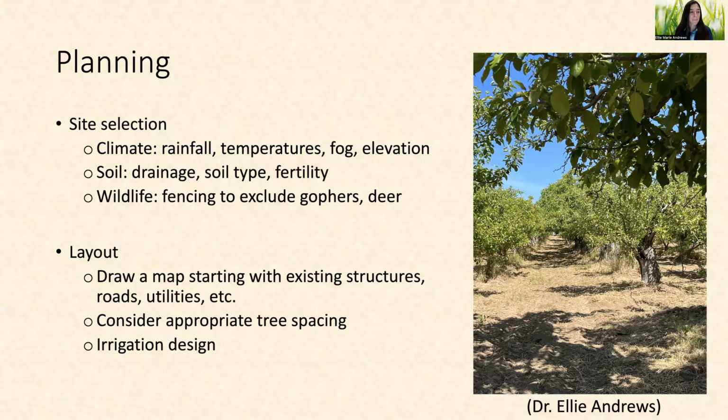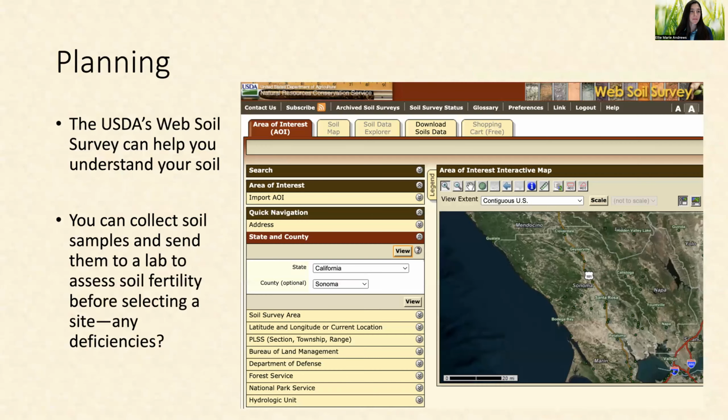And I always encourage people to just sketch out a little map, starting with existing structures, roads, and utilities. Think about appropriate tree spacing if you're planting more than one tree, and think about how you're going to make sure that it has enough water.